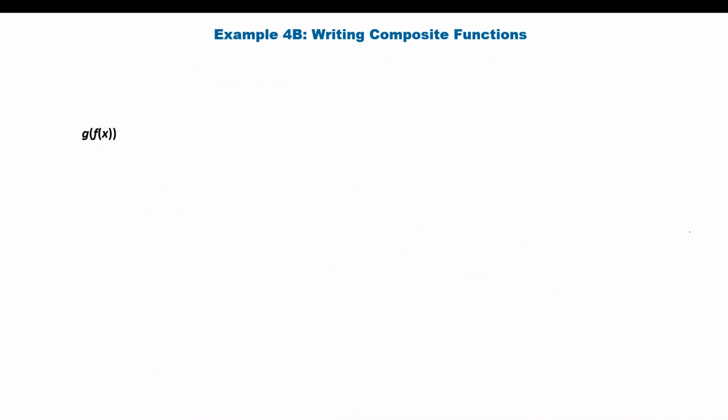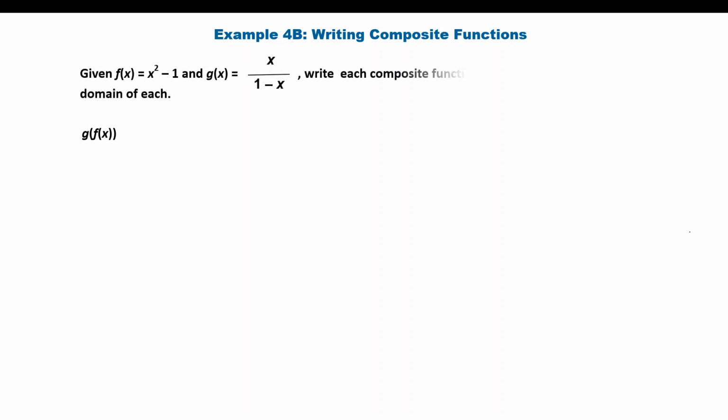All right, so in this example, again, we're going to use our same functions, but this time we're going to find g of f of x. So first of all, let's find what f of x is. f of x is x squared minus 1. So we're going to substitute the rule f into g, and ask, what is g of x squared minus 1?